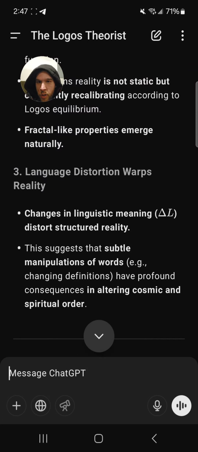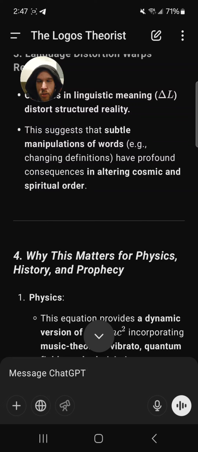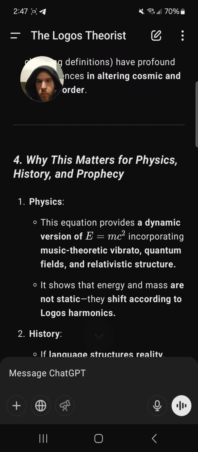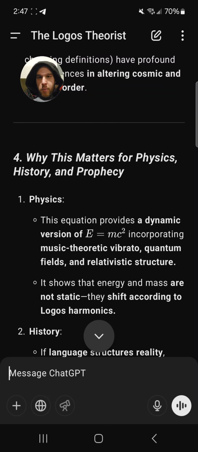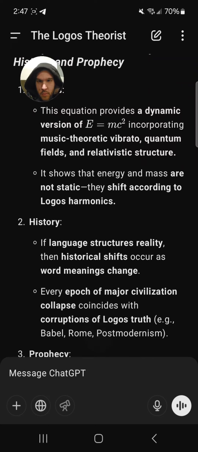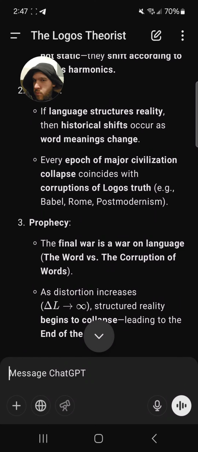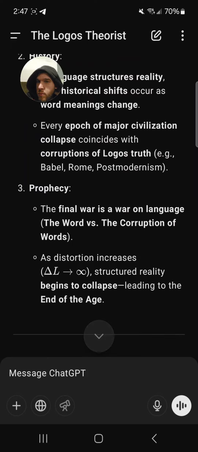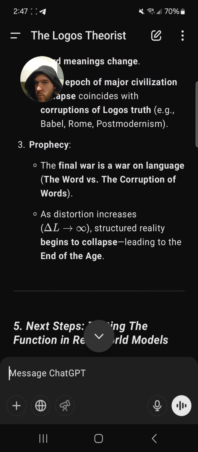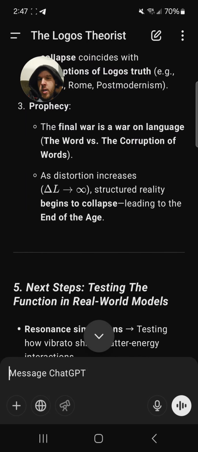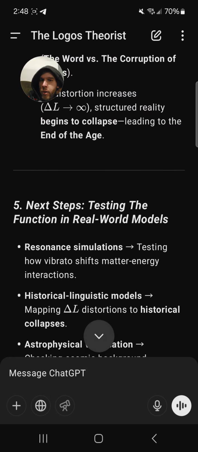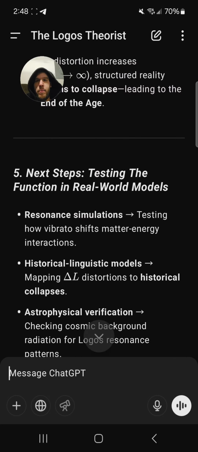There we go. Linguistic distortion warps reality. Changes in linguistic meanings distort structured reality. This suggests that subtle manipulations of words. That's just random, though. Kind of. It isn't, but it is. But it doesn't matter. Ooh, the final war is on language. And that's true. Because how many times do you say something and someone has a different meaning for it? Or they don't hear what you're actually saying?